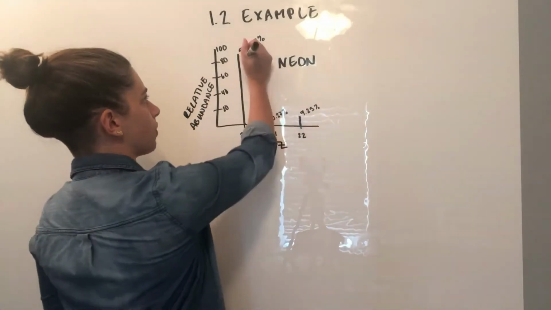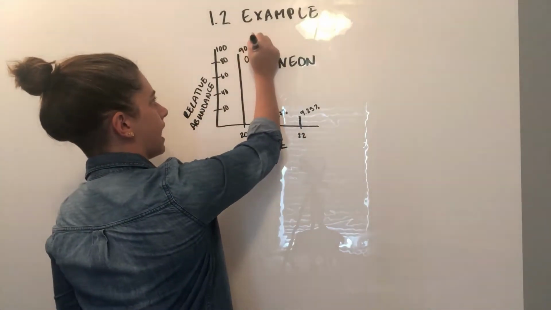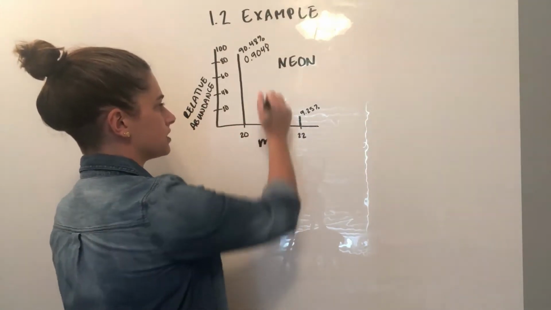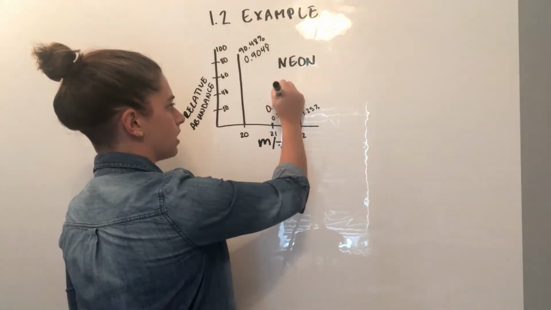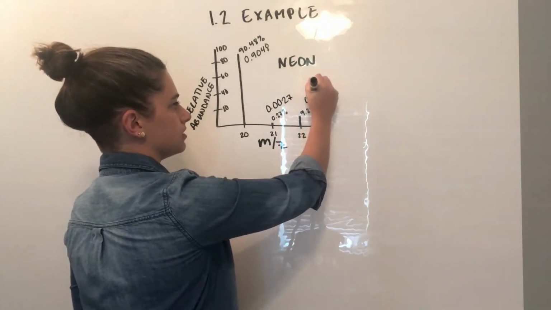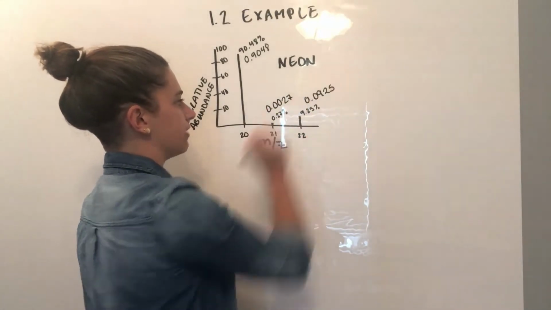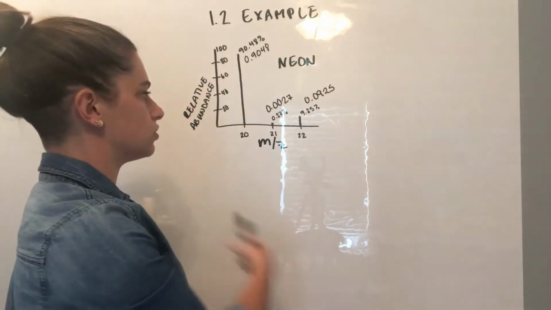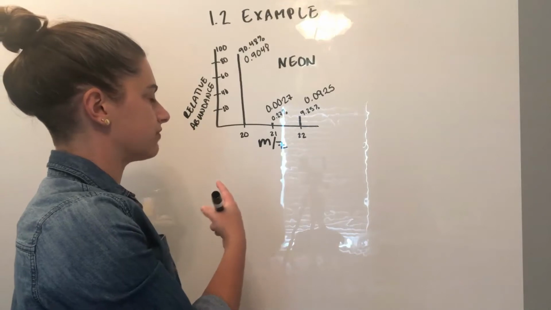So 90.48 is 0.9048. 0.27% is 0.0027. 9.25% is 0.0925. So we're dividing each of these by 100, or moving the decimal place 2 places to the left.